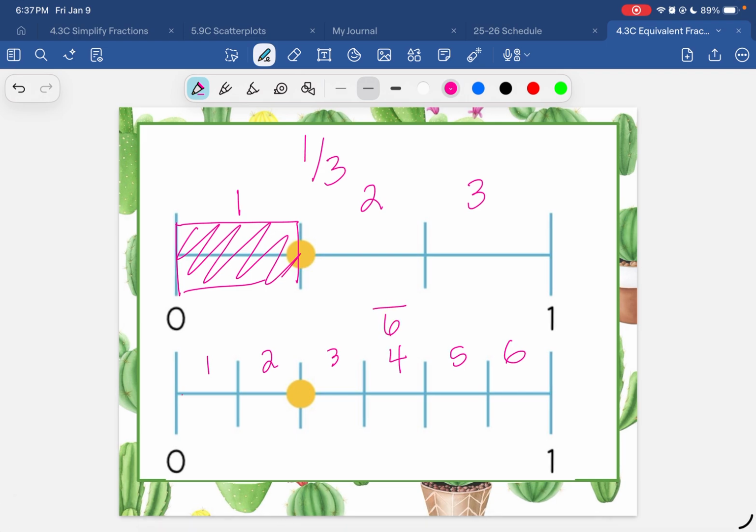However, your part size is 2, so it's 2 out of 6. So 1/3 is equivalent to 2/6.